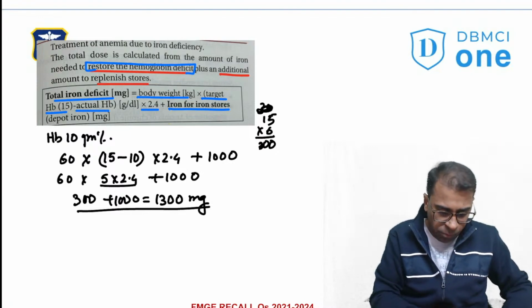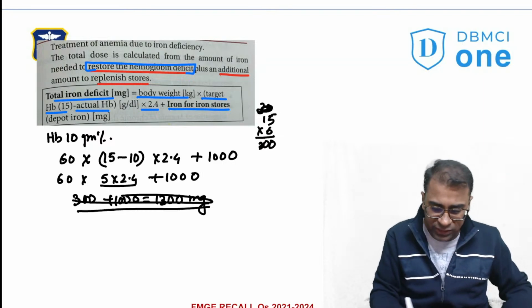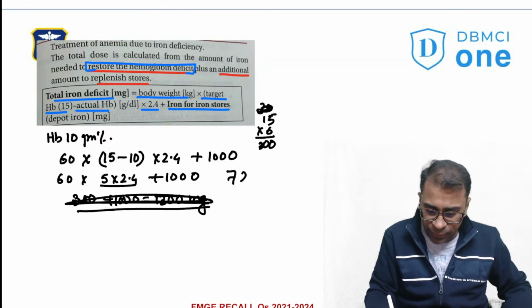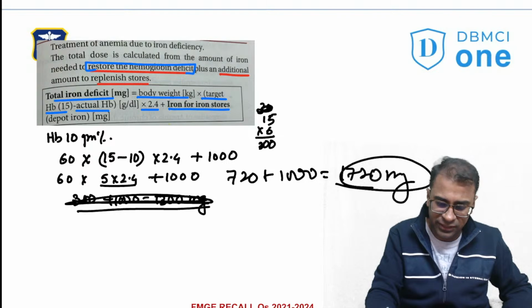So it is 60 into 5 into 2.4, which is 720. Yes, the answer is 720 plus 1000. So it is 1720. Thank you for the correction. Okay, that's the answer.